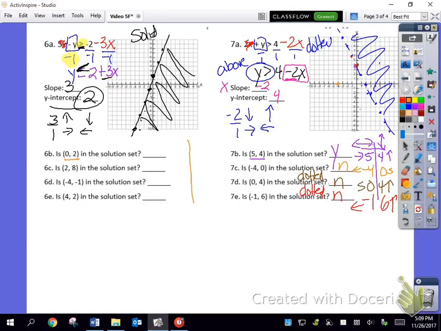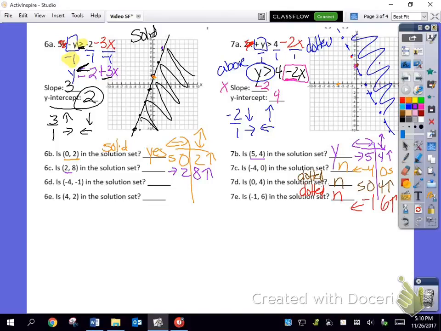(0, 2). Remember, left, right, up, down. 0 tells me stay put and then go up 2. So 0, up 2. Now this one is on the line, but it is a solid line. So yes, it's included in the data. (2, 8). You go right 2, up 8.